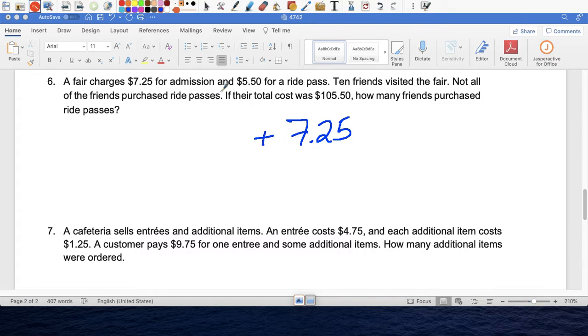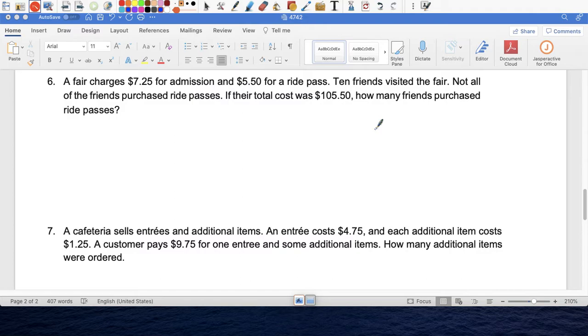Oops. Wait, I didn't read the question. $7.25 for admission, and then $5.50 for a ride pass. 10 friends visited the fair. Not all friends purchased the ride pass. If the total was $105.50, how many friends purchased the ride pass? Okay, my fault. So, 10.